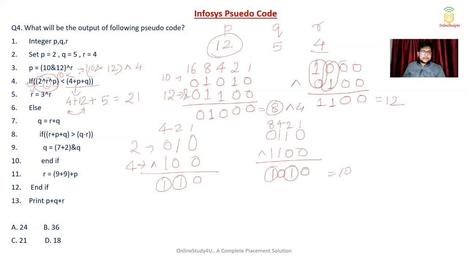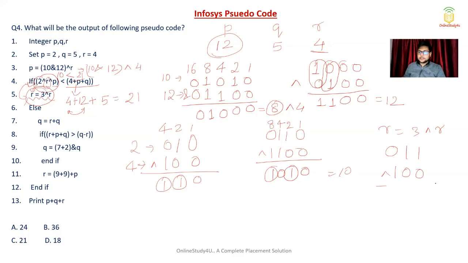So is 10 less than 21? Yes, it is. So we will go inside the if. So my R gets updated to 3 XOR R. So how can we represent 3? It will be 1 and 1. And what is the value of R? The value of R is 4. And how can we represent 4? We can represent it like this.